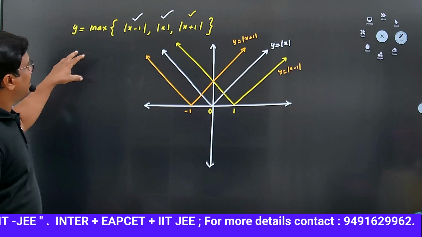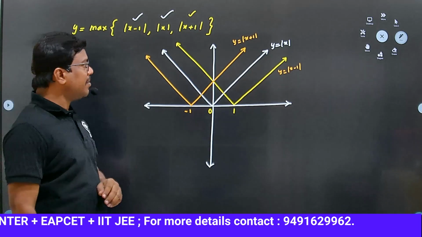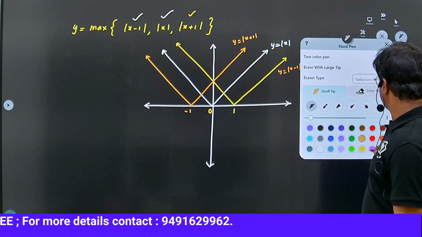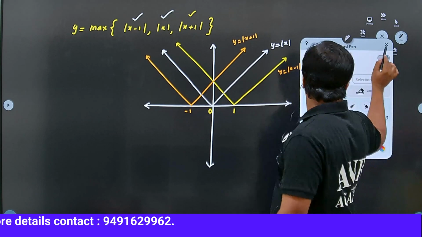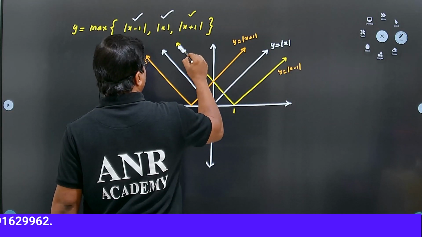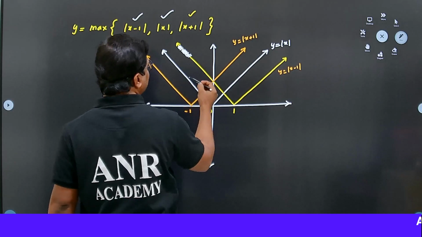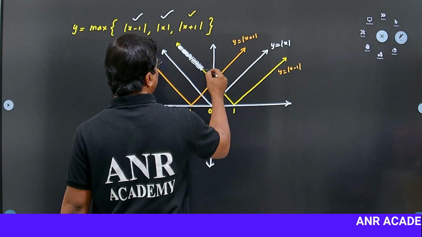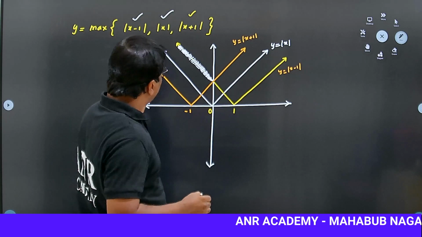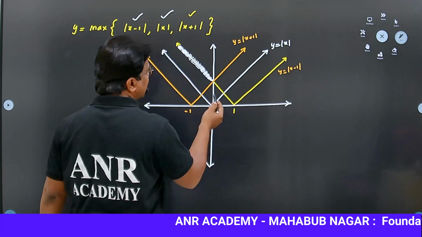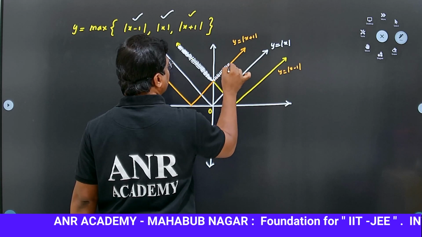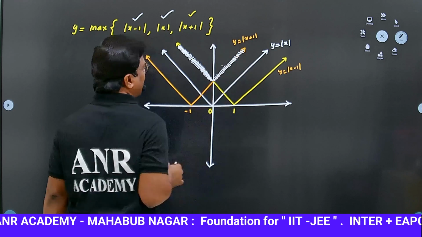Here the requirement is the maximum of these three, nothing but the maximum of all the three. See here, this is only the maximum part, the remaining two are below this. So this shaded portion indicates the maximum of the given three. In this region this one is greater, and in this region this one is greater. And this is the graph.